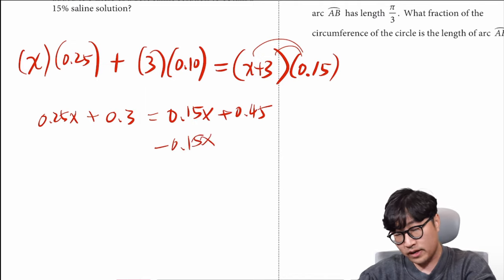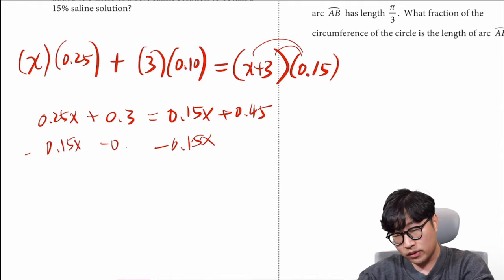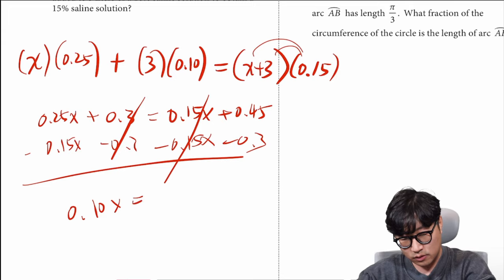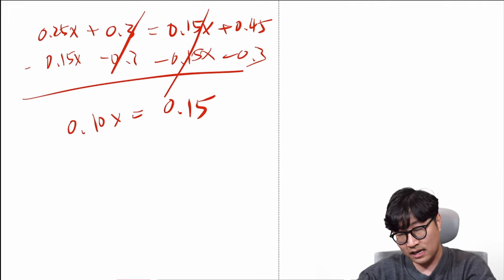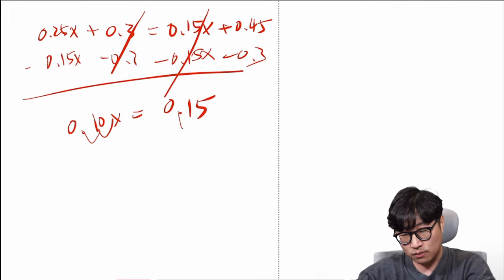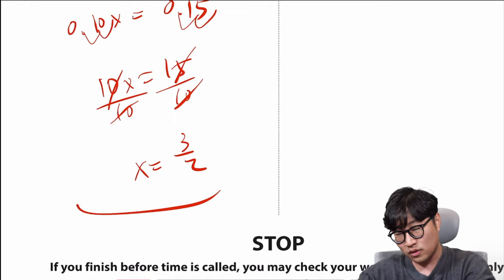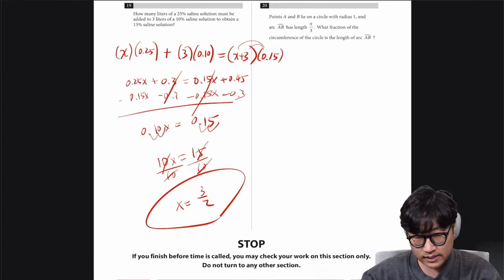Subtract 0.15x on both sides, and subtract 0.3 on both sides, and there you have it. Boom, boom, 0.10x is equal to 0.15. Ain't nobody got time for decimals. Move 2, 10x is equal to 15. Divide by 10 on both sides. You can cancel by the 5s, and x is equal to 3 over 2. There it is. All right, number 20.